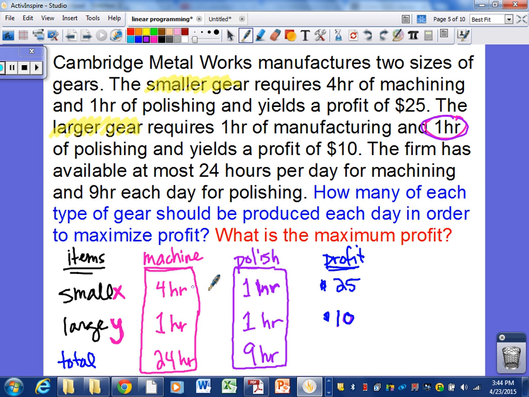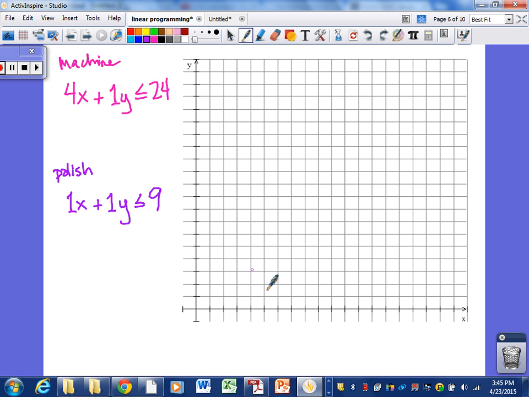We have an x variable, a y variable, and a total. So this is not an equation we're going to graph because it doesn't have a third variable, a third thing that is related to it. So this is our profit function. Now that I have this, x is here, small gears. Small gears are your x value. Large gears over here, large gears are your y value.